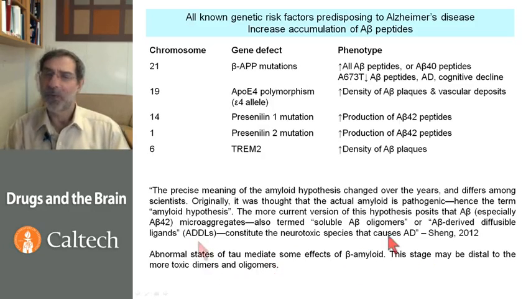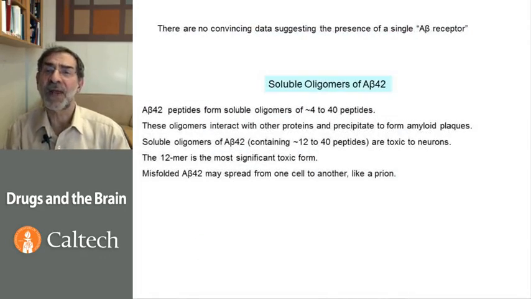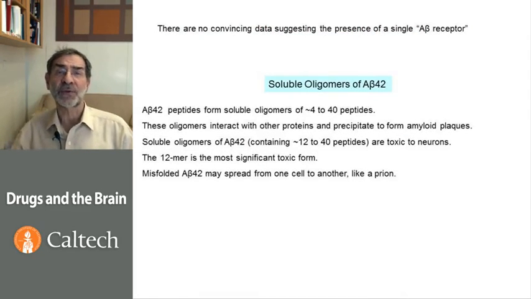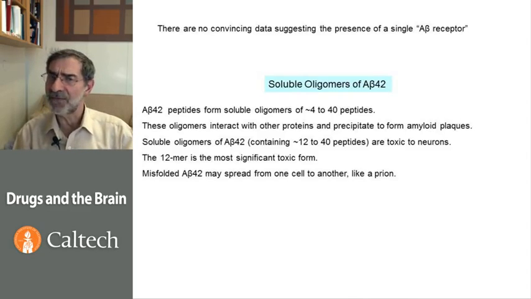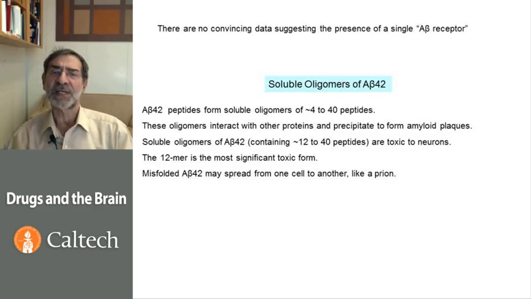When we start talking about A-beta-derived diffusible ligands, we have to ask the question, is there actually a single A-beta receptor, the way there are single receptors for many other drugs in the nervous system? And there are really no convincing data that so far suggested the presence of a single A-beta receptor. If there were one, our job would be a lot easier to understand the pathology of Alzheimer's disease. So instead, scientists have been thinking about soluble oligomers.